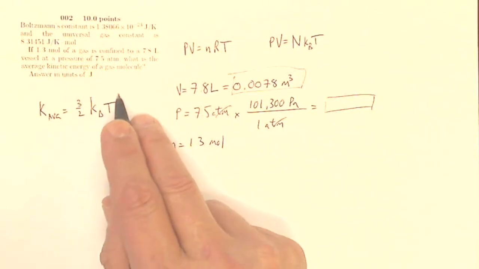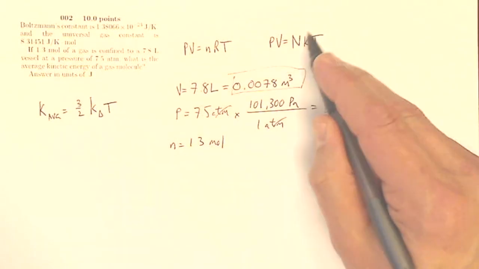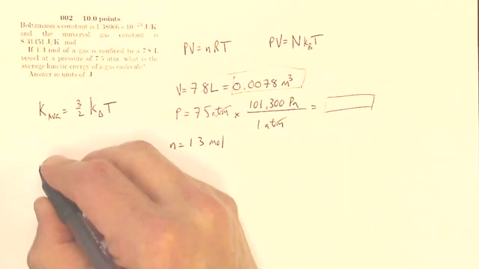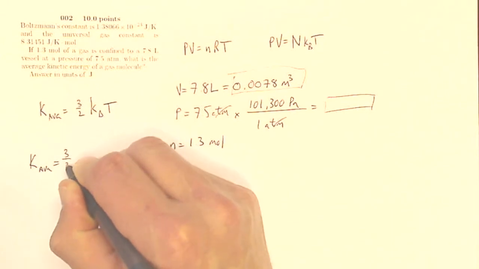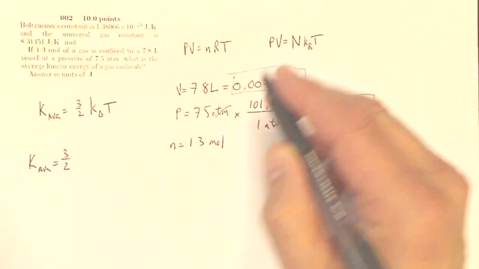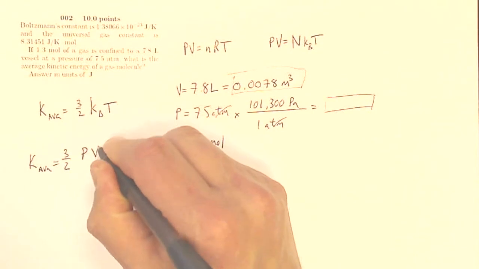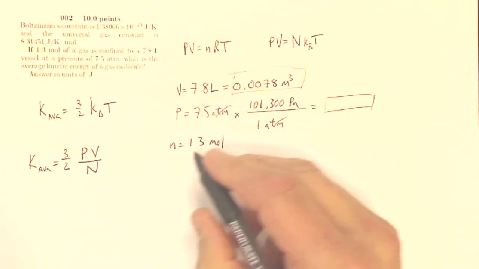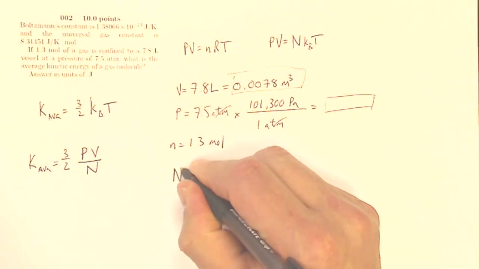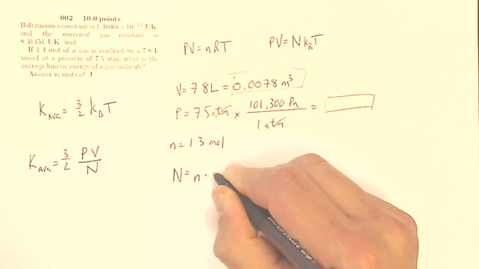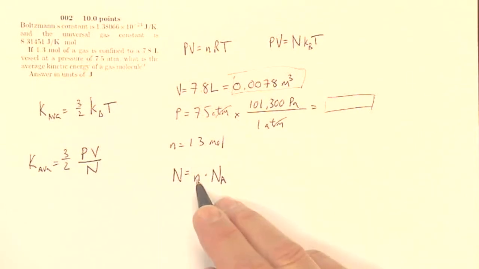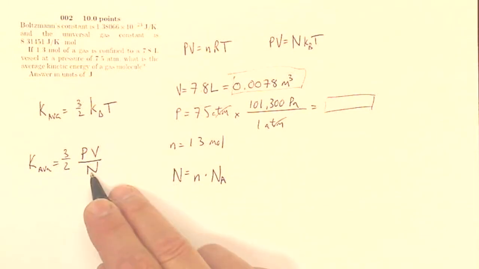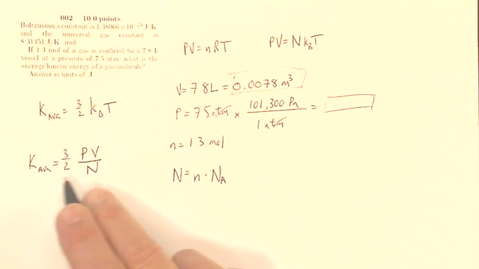But there is another way to do it. I see kBT here, I see kBT here, so it's going to be PV over N. One shortcut would be that my average kinetic energy is going to be 3/2 of PV over N, that's P times V over N. And if n is 1.3 moles, I know that big N is going to be my little n times Avogadro's number, which is 6.02 times 10 to the 23rd. So I could do 1.3 times Avogadro's number, and that will give me my big N. So I've got my pressure, my volume, my big N, my 3/2. That will also give me my average kinetic energy.